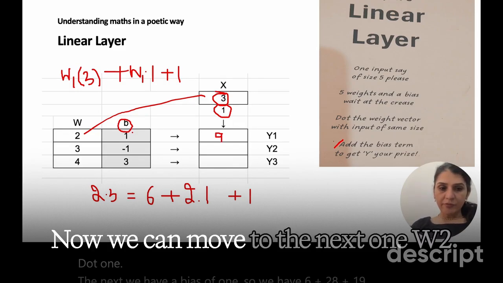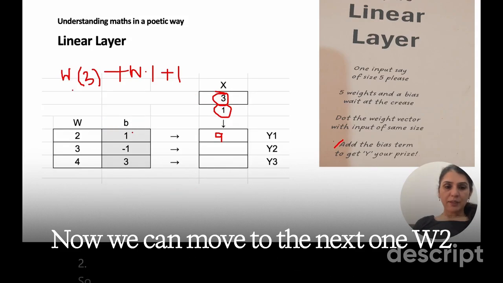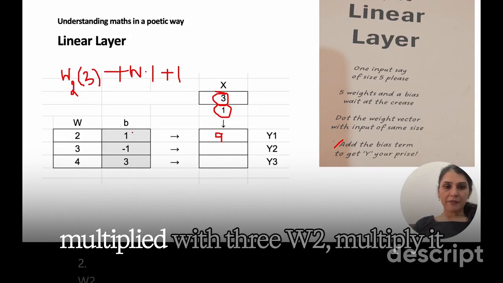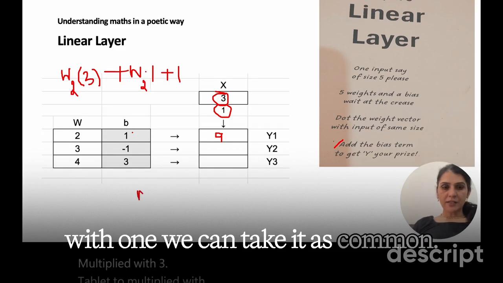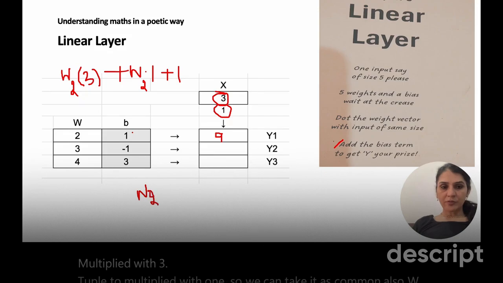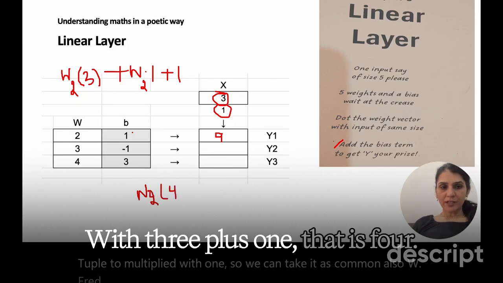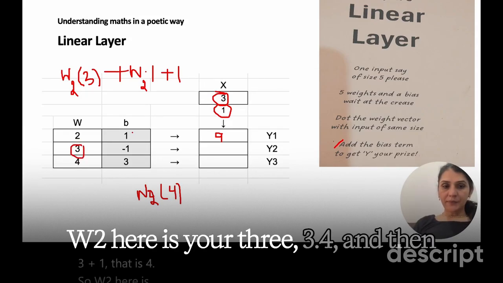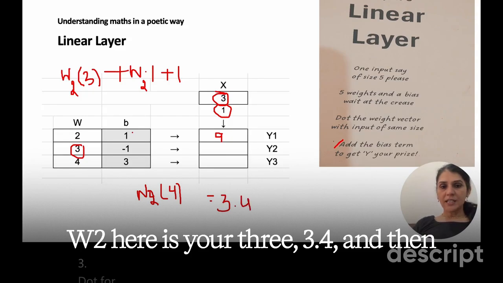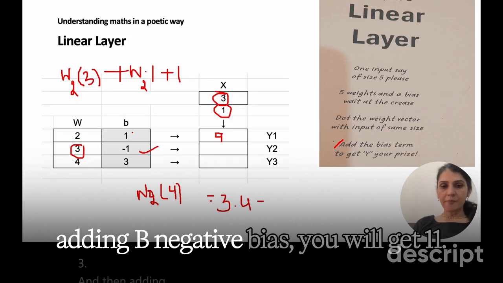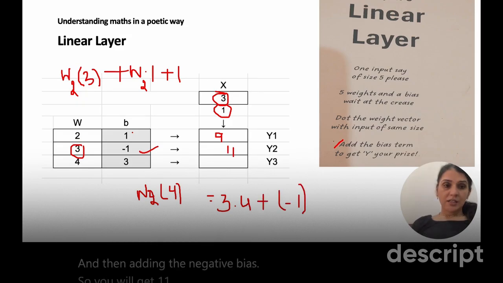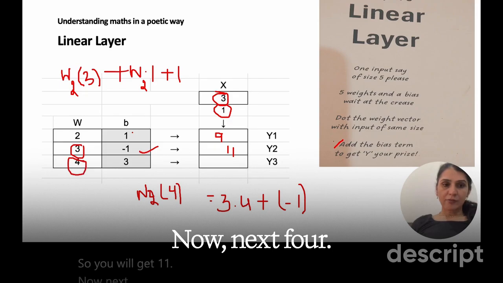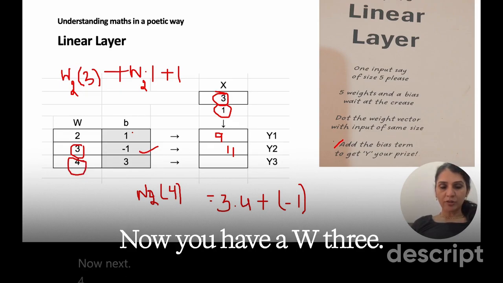Now we can move to the next. W2 multiplied with 3, W2 multiplied with 1. We can take it as common also, W2 with 3 plus 1, that is 4. W2 here is your 3, dot 4, and then adding the negative bias you will get. Now next, you have a W3.